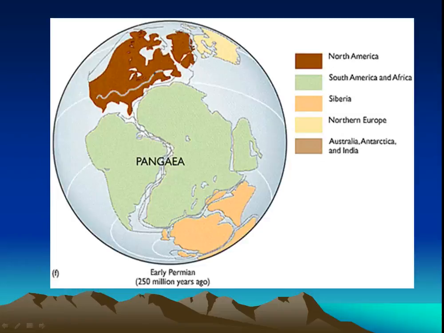Here you can see what they believe Pangaea might have looked like. You'll see that there was North America, which is in brown. Northern Europe is kind of that peachy color. Africa and South America are green, and then Australia, India, and Antarctica, they're that lighter brown color. That's what they think that Pangaea looked like.